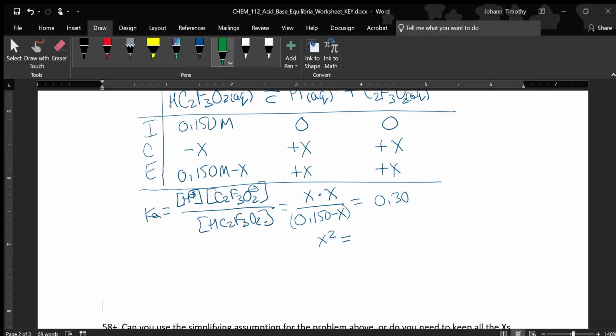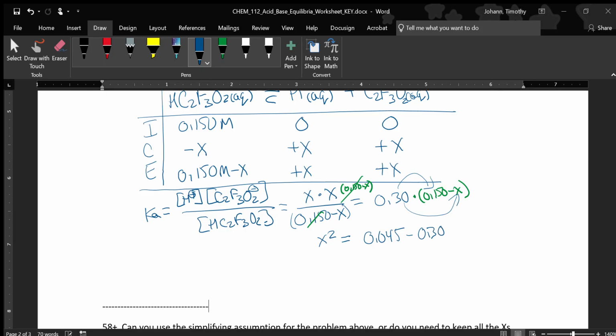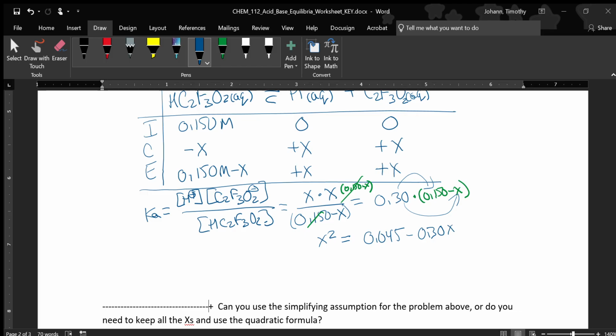I'm going to multiply the top by 0.150 minus x. And so that's going to cancel with that, but I also have to multiply this 0.150 minus x. And I have to distribute that, so I'm going to multiply this times that and this times that. So I'm going to go ahead and do that right now. 0.3 times 0.150, and that's 0.045. Okay, that's the number part, and then the other part is minus 0.30x. I'm going to put this into the quadratic formula.